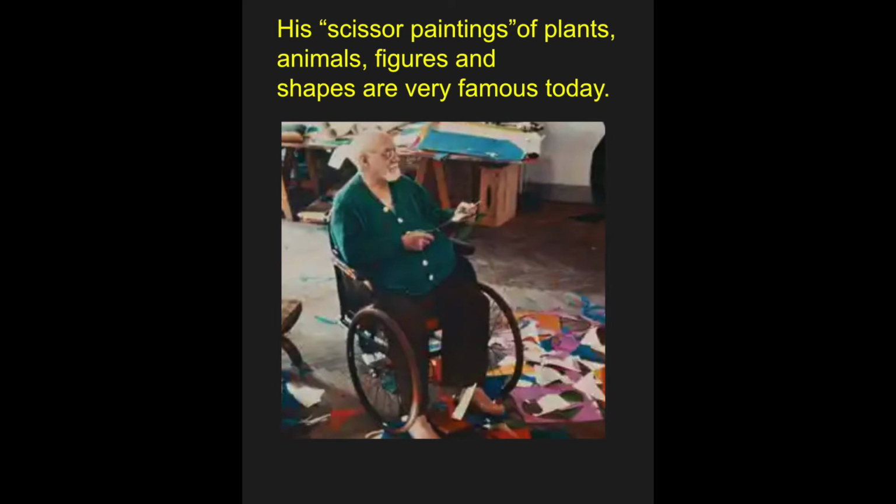Like most of the master artists, they began with one style of painting or making art, and this applies to Matisse also. And then they developed something that was kind of specifically their own style. They might have gone from realistic to abstract. Matisse made scissor paintings of plants, animals, figures, and shapes that remain very famous today.